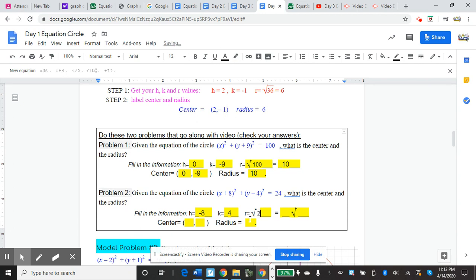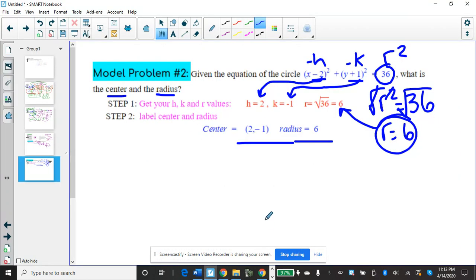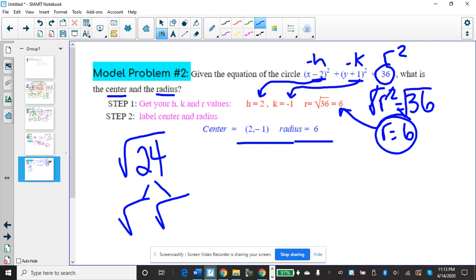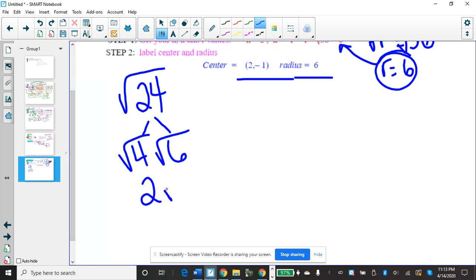The square root of 24. So now be careful with this one. If the square root is not a perfect square, so in this case, the 100 was a perfect square. In this case, the 24 is not. So if we go back to my smart board, if this is 24, what perfect square comes out of 24? 4 and 6. So radical 4 becomes 2, and you just bring down the 6. So it's 2 radical 6.